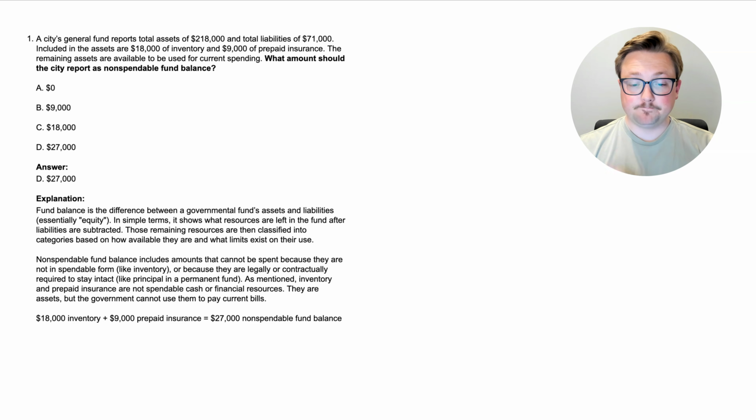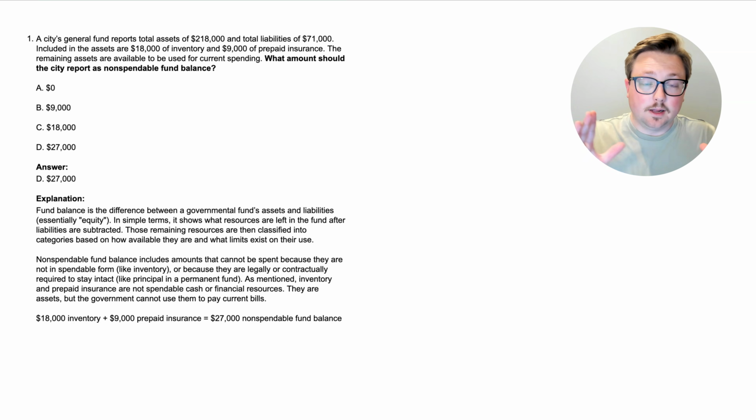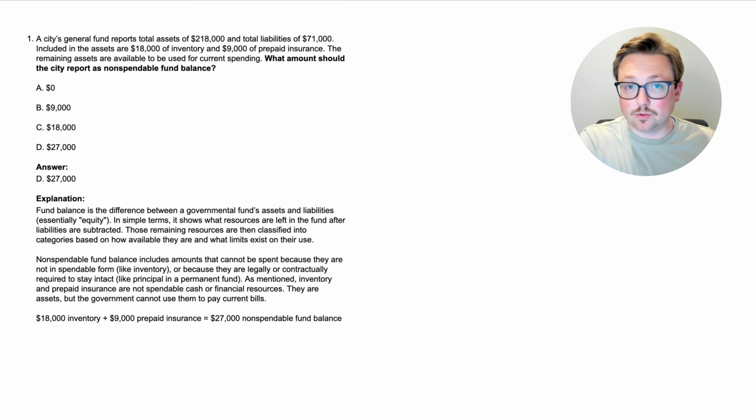Non-spendable fund balance includes amounts that cannot be spent because they are not in spendable form, like inventory, or because they are legally or contractually required to stay intact, like maybe principal in a permanent fund. So those would be the 2 examples of non-spendable things. Things that literally you can't spend as money for anything because it's either inventory, so it's not cash, or you cannot use it because it's the principal in a permanent fund. Because if you did, that would basically ruin the rules of the permanent fund, and we're not going to talk about that right now.